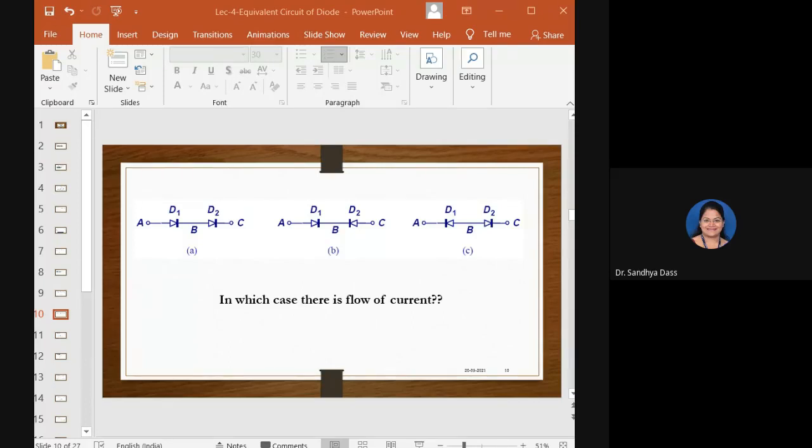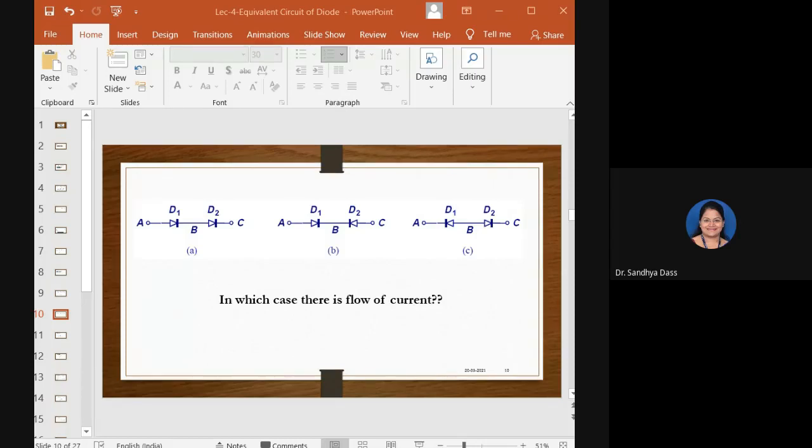In other words, a reverse bias diode offers large resistance to the electric current in the circuit. So the resistance offered by the reverse bias PN junction diode is very large, and typically it would be measured in the range of mega ohms. Okay, that is about reverse resistance.